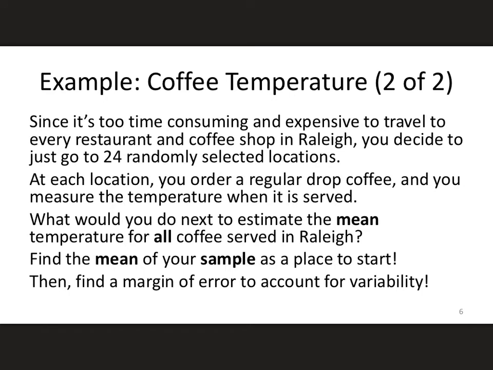Since it's too time-consuming and expensive to travel to every restaurant and coffee shop in Raleigh, you decide to go to 24 randomly selected locations. At each location, you order a regular drip coffee and you measure the temperature when it is served. What would you do next to estimate the mean temperature of all coffee served in Raleigh? Well, you would find the mean of your sample as a place to start, and then you're going to find a margin of error to account for the variability.